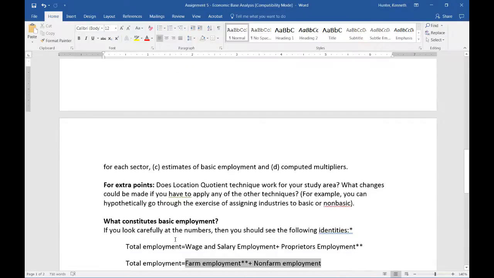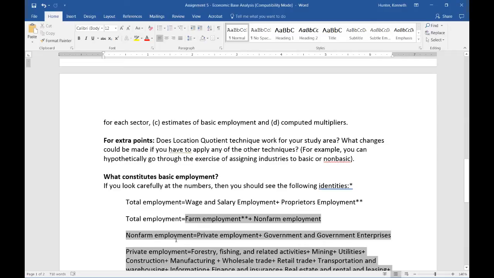You can also decide for yourself, from a critical perspective, for extra points: does that location quotient really work? Also look at what constitutes basic employment. There are some different calculations there, and you can look at them. What we're really talking about, I would go to chapter 6 in your text, because chapter 6 talks a little bit about what basic employment is, and go off of that.